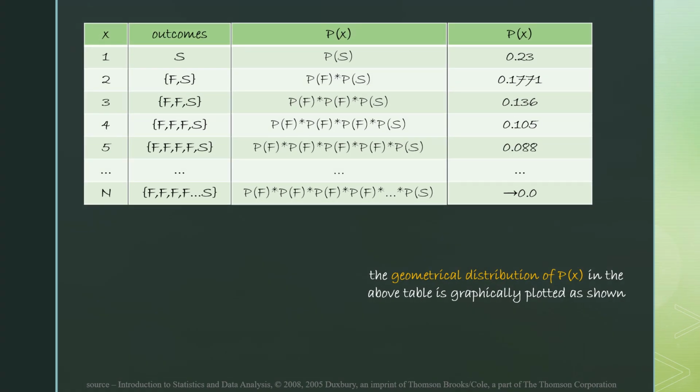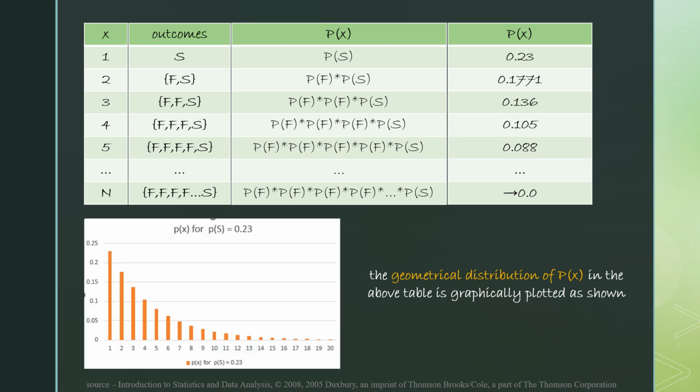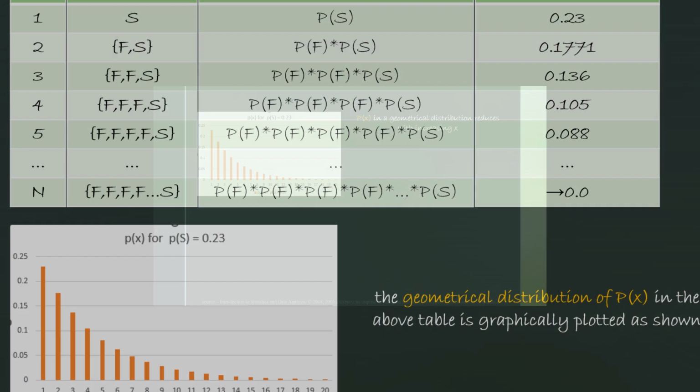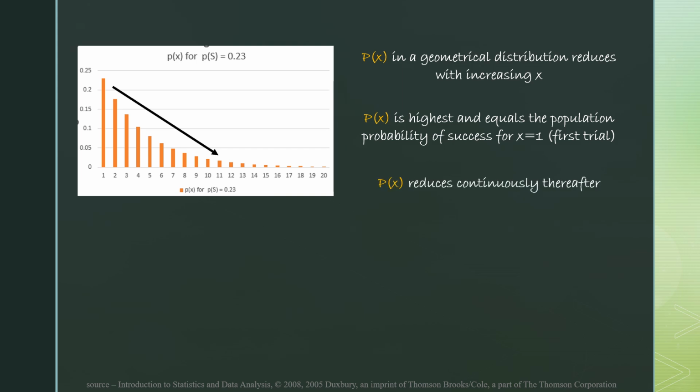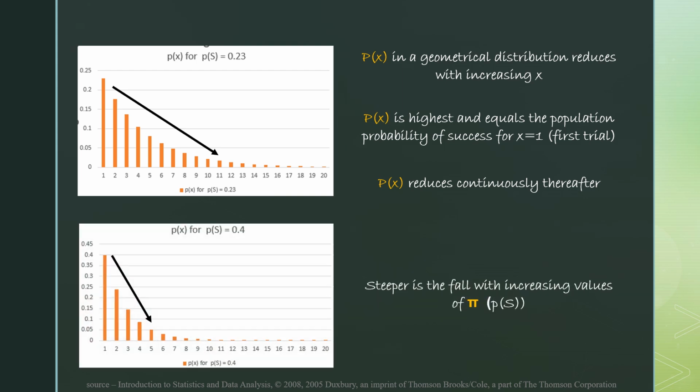Geometrical distribution of probability of x in the above table is graphically plotted as shown. Probability of x in a geometrical distribution reduces with increasing x. Probability of x is highest and equals the population probability of success for x equals 1. That is the first trial. Probability of x reduces continuously thereafter. Steeper is the fall with increasing values of pi, in other words, probability of success.